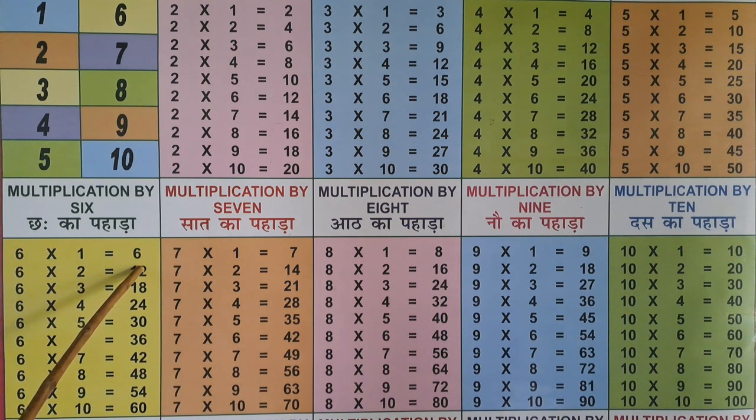Six ones are 6. Six twos are 12. Six threes are 18. Six fours are 24. Six fives are 30.